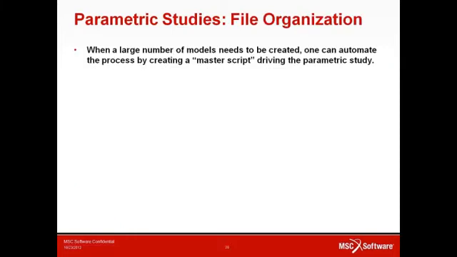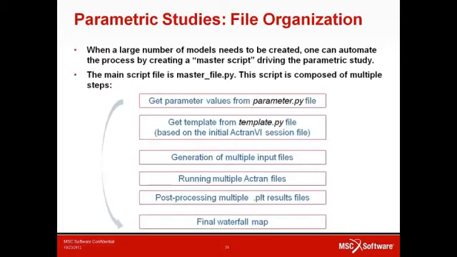In this case study, we will automate model generation, computation, and post-processing of the results in one main master script. This script will first read the range values of the different parameters provided by the user and the template for creating the Actran model from scratch. The generation and computation of the Actran files will be performed by the master script, which will manage the different outputs. The global post-process will be performed through a waterfall diagram.